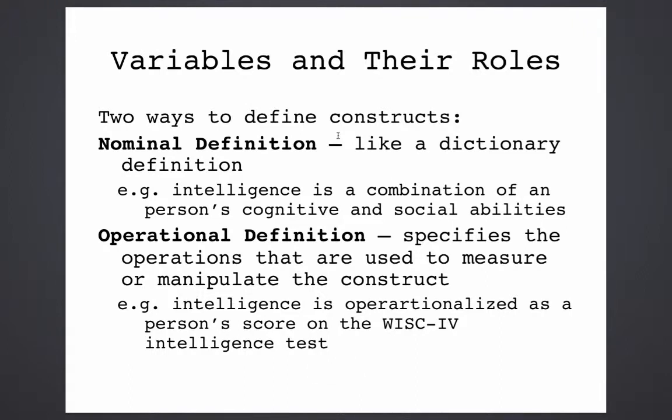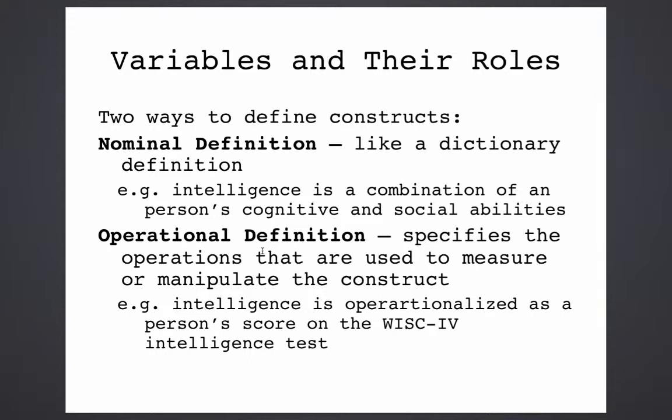We define constructs in two ways. A nominal definition is our dictionary definition. An example would be intelligence is a combination of a person's cognitive and social abilities. This is a very common definition of intelligence, and it's the basis for most intelligence tests. But that definition in and of itself doesn't really guide you towards what you need to measure. Alternatively, an operational definition does. So an operational definition specifies the things that need to be done, the procedures that need to be implemented in order to measure or manipulate a construct.